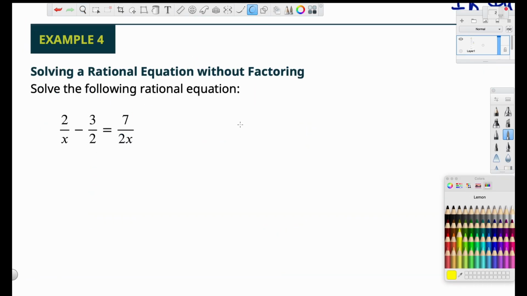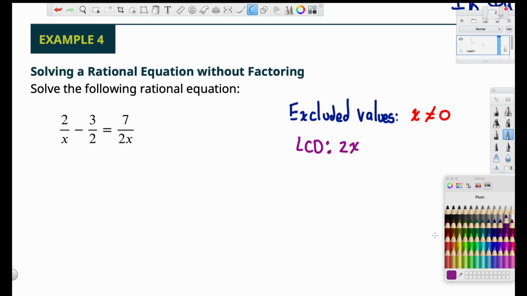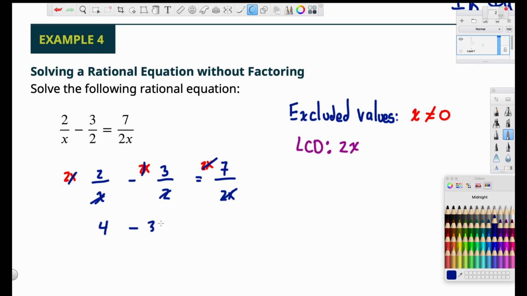Example 4, solving a rational equation without factoring. First of all, I want to find if there are any excluded values. And there is one, which is 0. x cannot be 0. Now I want to find the LCD because I want to clear these fractions. So I have x, 2, and 2x. So my LCD is going to be 2x. So I'm going to rewrite my equation, and then I'm going to multiply everything through by 2x. And that will cancel all the denominators.